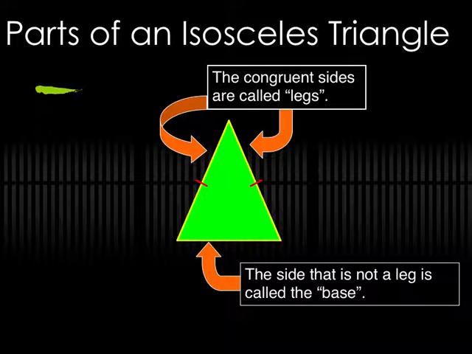An isosceles triangle doesn't have to be sitting on its base. It could be tilted over on its side. So it's not the horizontal bottom of the triangle that makes it the base. It's the one side that's not congruent to the other two.